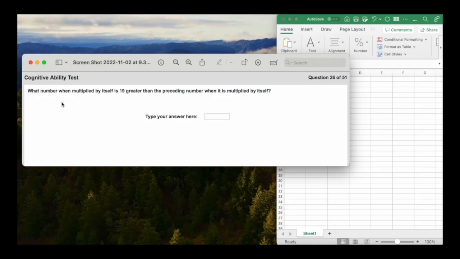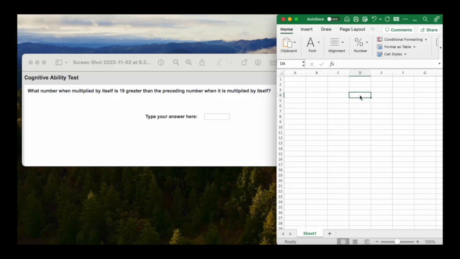The first question: what number, when multiplied by itself, is 19 greater than the preceding number when it is multiplied by itself? To use a spreadsheet to answer this quickly, I'll start by typing a few numbers consecutively. You only need to type a few, and your spreadsheet should be able to fill in the rest with the drag and drop function.